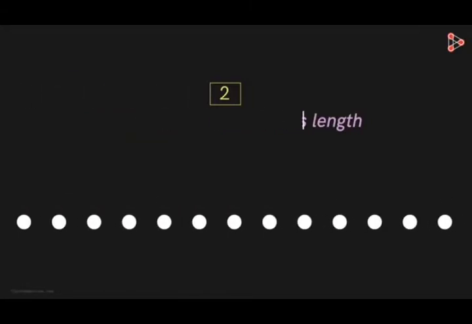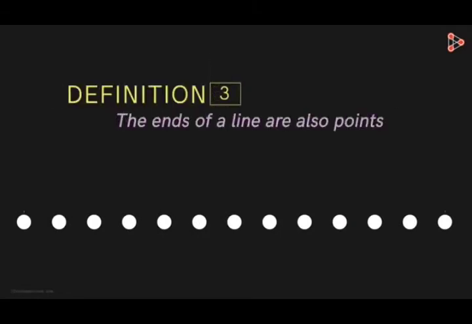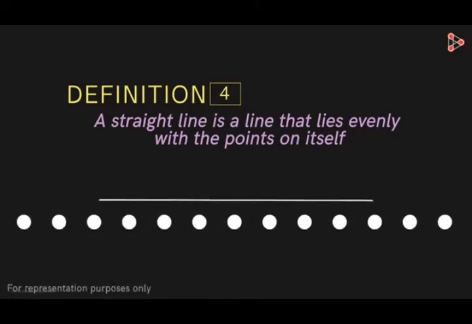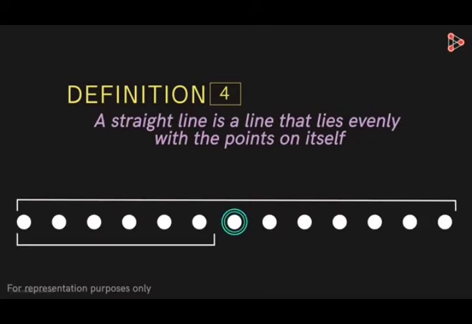Since a line is just a closely spaced collection of points, we can see here that the ends of a line are also points. Euclid defined a straight line as: a straight line is a line that lies evenly with the points on itself. We can understand this by taking a look at our line. Here, we observe that the arrangement or the alignment of points before this point is similar to the arrangement of points after this point. This pattern can be observed uniformly throughout our line. Thus, by Euclid's definition, it's a straight line.